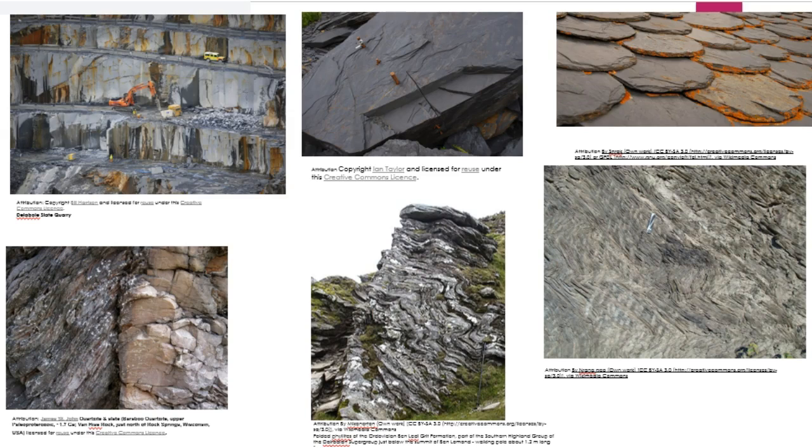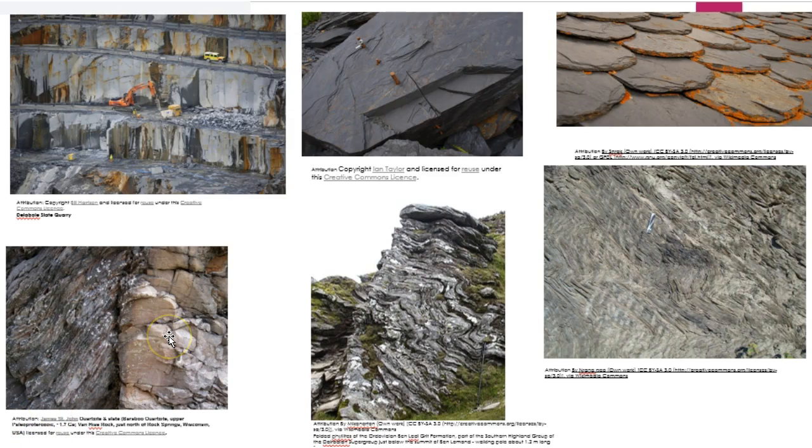Here we've got slate. Slate is cooked and pressurized mudstones. So here is a slate quarry here. This is slate. Because it can be cut into fine layers, it is often used for roof tiles. Here's some tiles here from England.